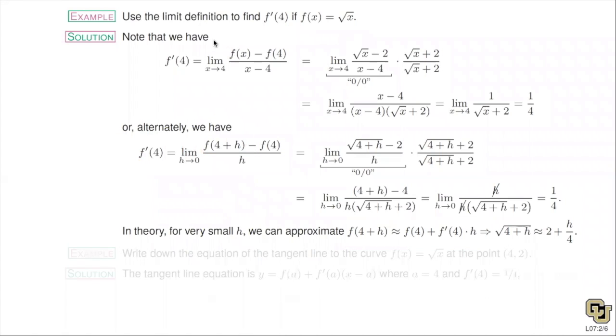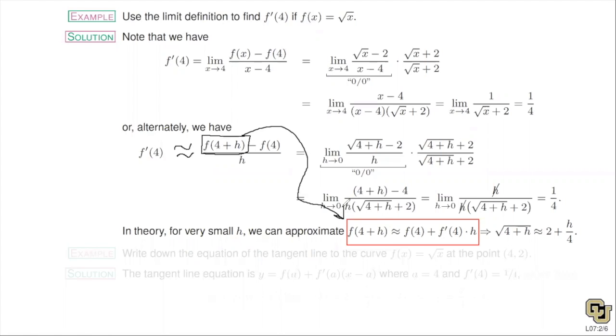So this formula, I claim, is somewhat useful. Let me just remind you where that came from. Here I'm approximating f prime of 4 with what's called a difference quotient on the right-hand side. And if you solve for f of 4 plus h, you get this formula. So you say, okay, so what? Well, in this particular case, it gives us a formula like this. The positive square root of 4 plus h is approximately 2 plus h over 4.